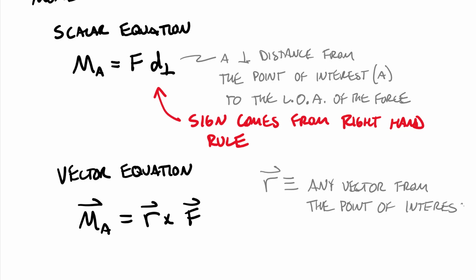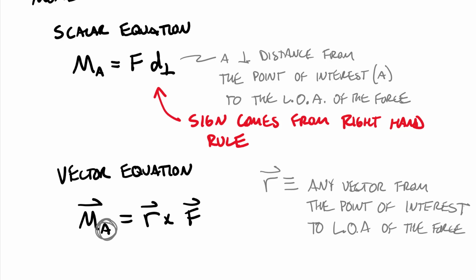Now we talk about this point of interest. This is the point we're taking the moment around, right? It's this point right here. So from that point of interest to the line of action of the force. Now practically, there's usually not that many R vectors to pick from, right? We're going to have a certain kind of geometry specified in a problem, and we're going to use that geometry to basically solve what's going on.